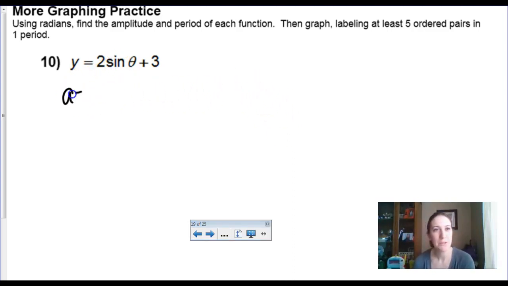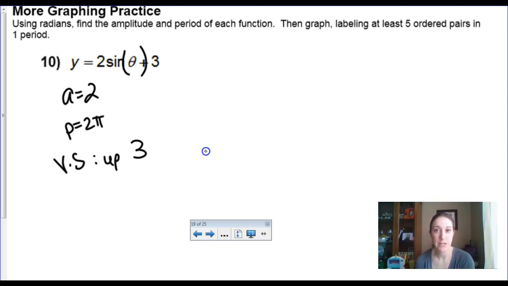Alright, so here we have an amplitude of 2. The b value is a 1, so the period is just going to be 2 pi over 1, or 2 pi. But the midline, or the vertical shift, has been shifted up 3. So that's going to change things. You can graph it however you want, but if this is 0, your midline is actually up here at 3.